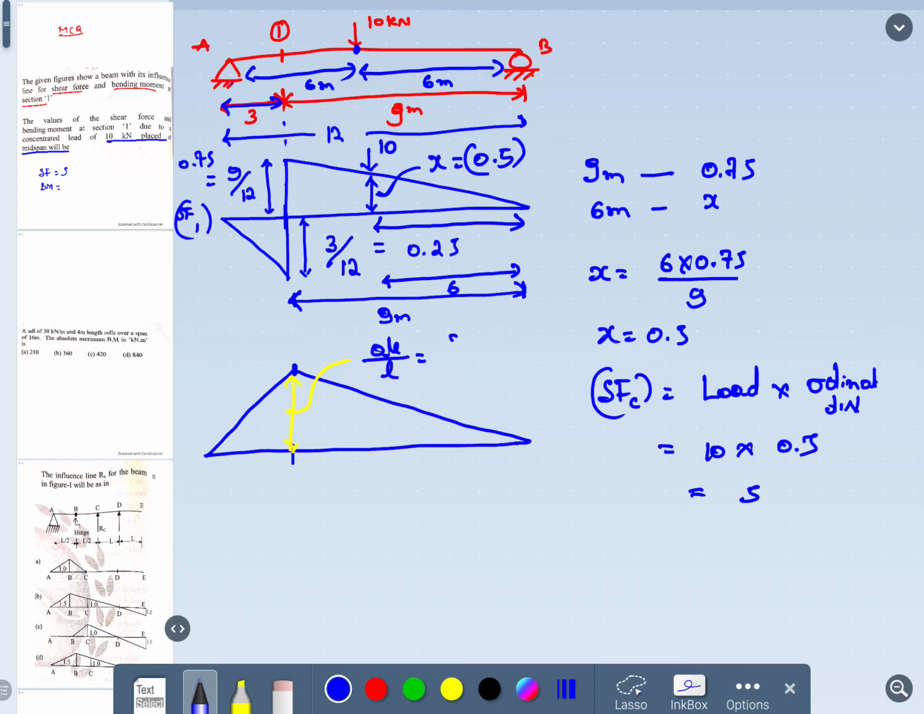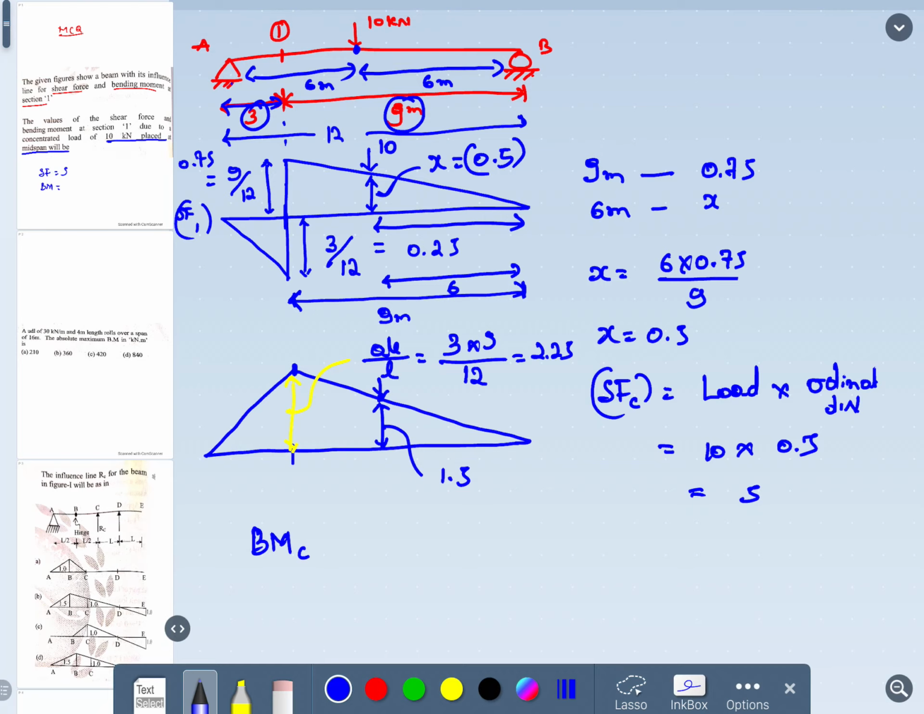What is the value of A? Value of A is equal to 3. Value of B is equal to 9. Divided by total length, which is 12. The ordinate comes to be 2.25. But the load is placed exactly upon the center point here. For this we need to again calculate the ordinate distance, by the same similar triangle concept that I explained to you. If you calculate the ordinate, it comes to be 1.5.